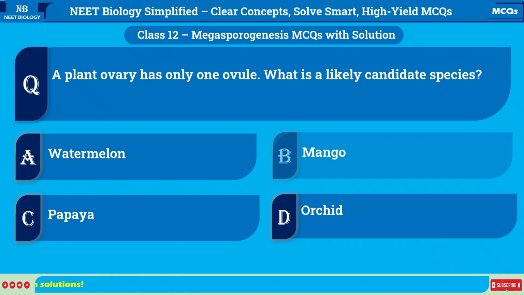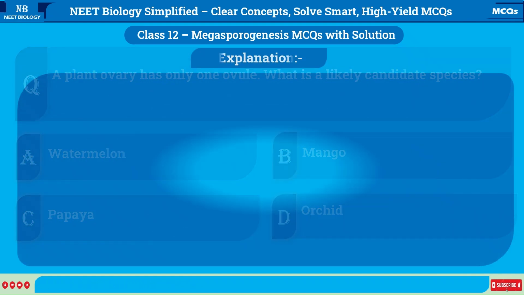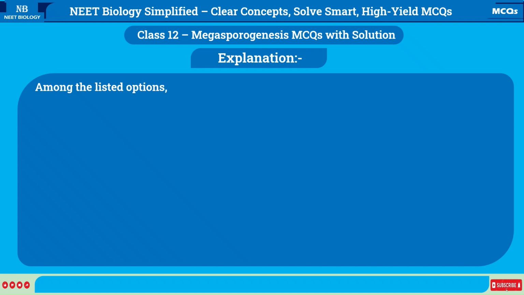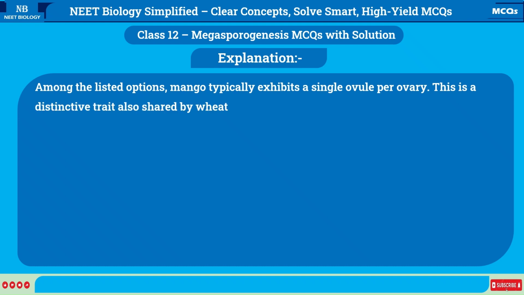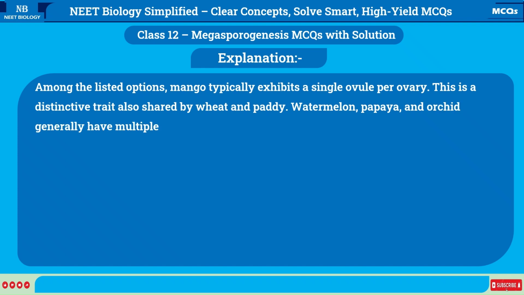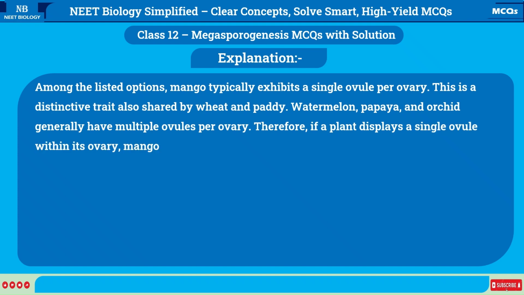Correct answer is B. Mango. Explanation: among the listed options, mango typically exhibits a single ovule per ovary. This is a distinctive trait also shared by wheat and paddy. Watermelon, papaya, and orchid generally have multiple ovules per ovary. Therefore, if a plant displays a single ovule within its ovary, mango is the most likely species among those given.